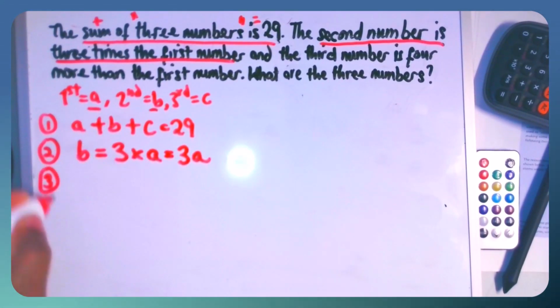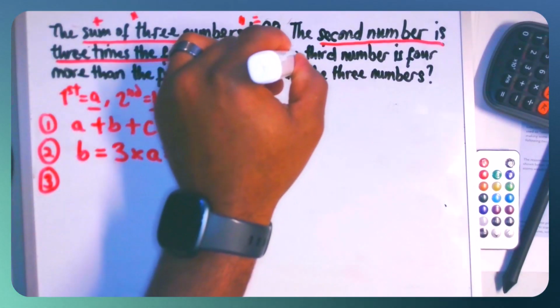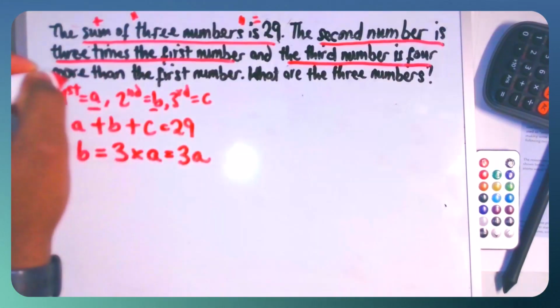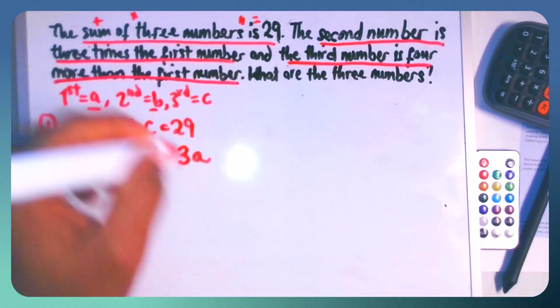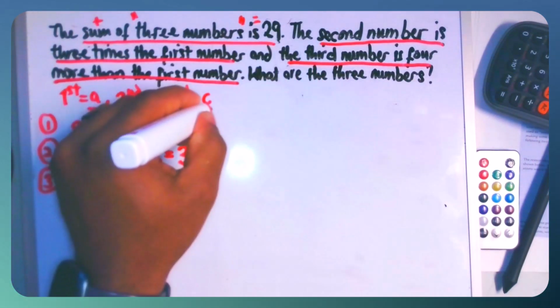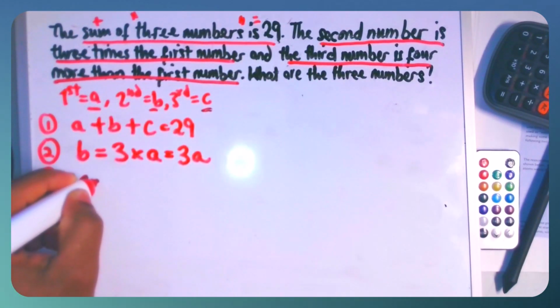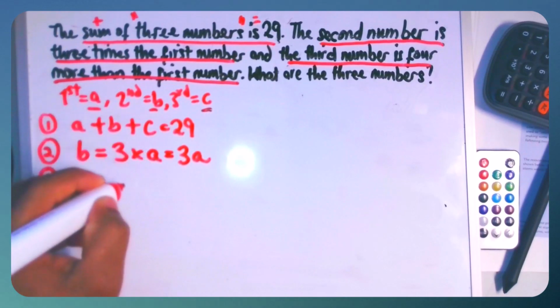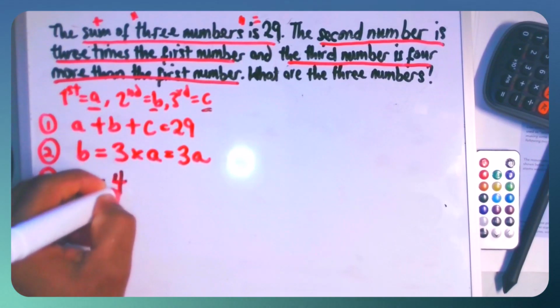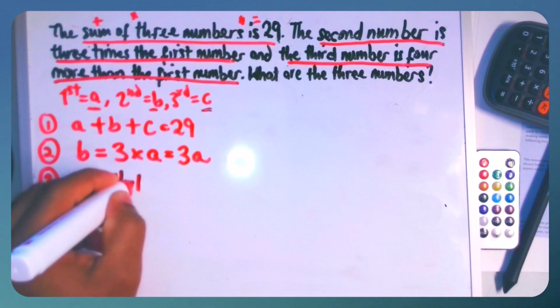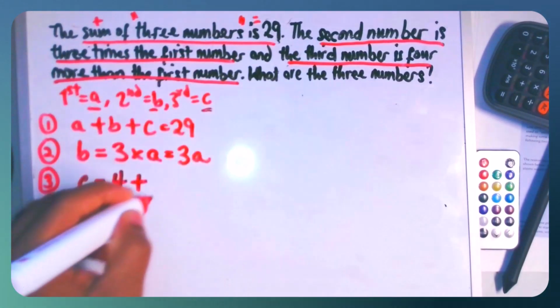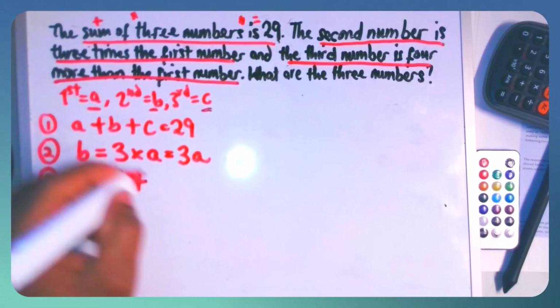And finally, for our third expression, the third number is 4 more than the first number. In this case, our third number is assigned to be C, and this is what? 4 more than means that we are adding to the first number. In this case, the first number is A. So C is equal to 4 plus A.